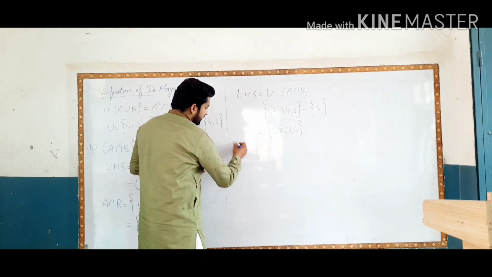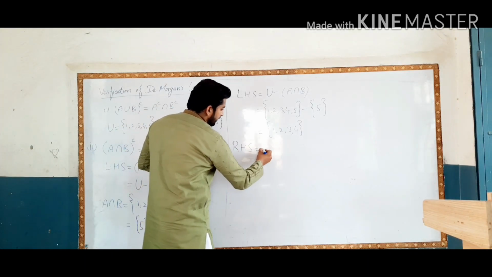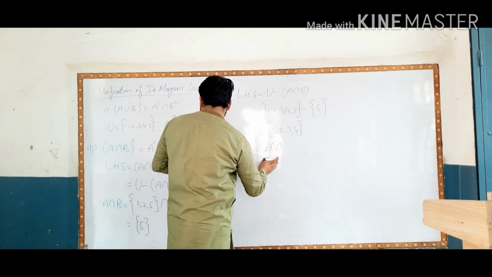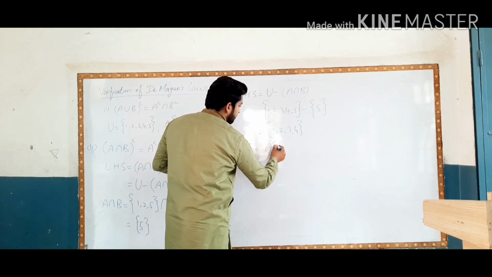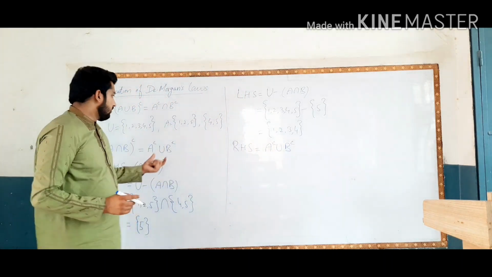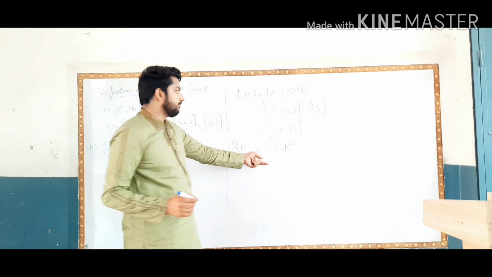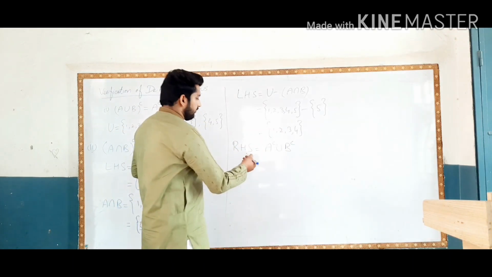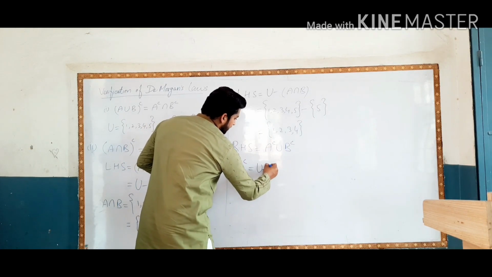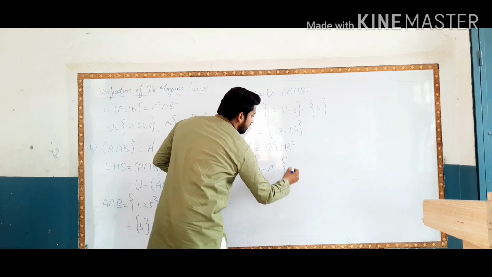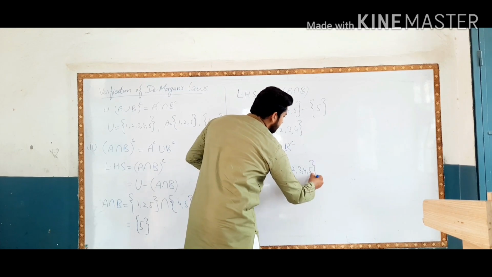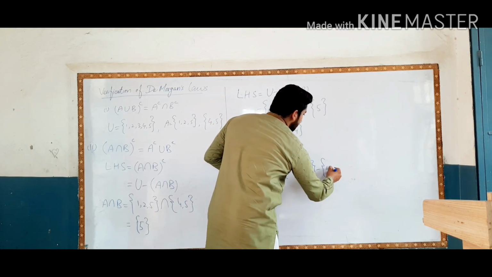Now the right side of the De Morgan law is equal to A complement union B complement. So we have already found A complement and B complement, but again we can find them. So A complement is equal to U difference A, that is U is 1, 2, 3, 4, 5, difference set A, 1, 2, 5.